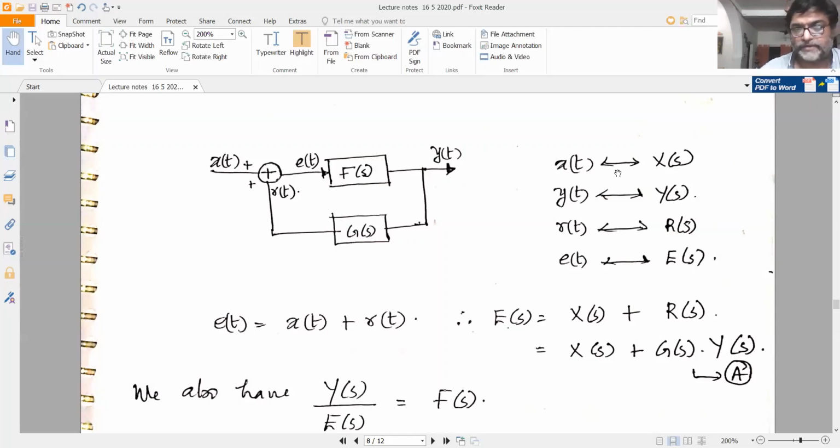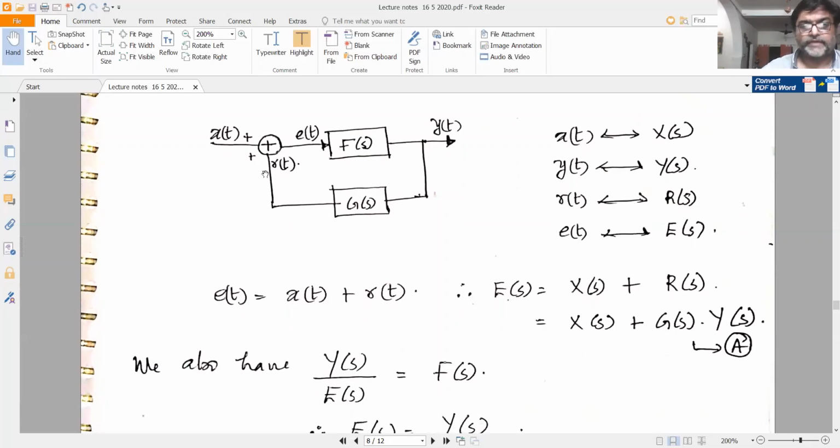So x of t we assume has Laplace transform x of s. Y of t, the output, has transform y of s. R of t, which you also call the residual signal, has transform r of s, and e of t, the error signal, has transform e of s. All these are to be read as Laplace transforms, where e of t is equal to x of t plus r of t.